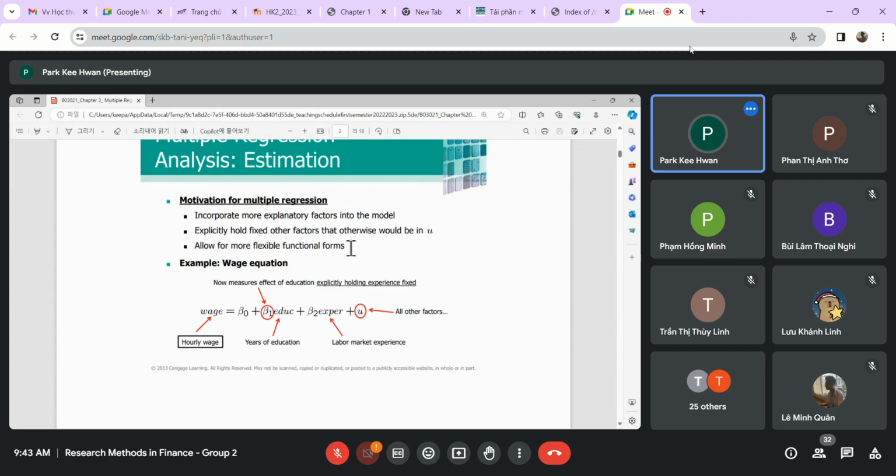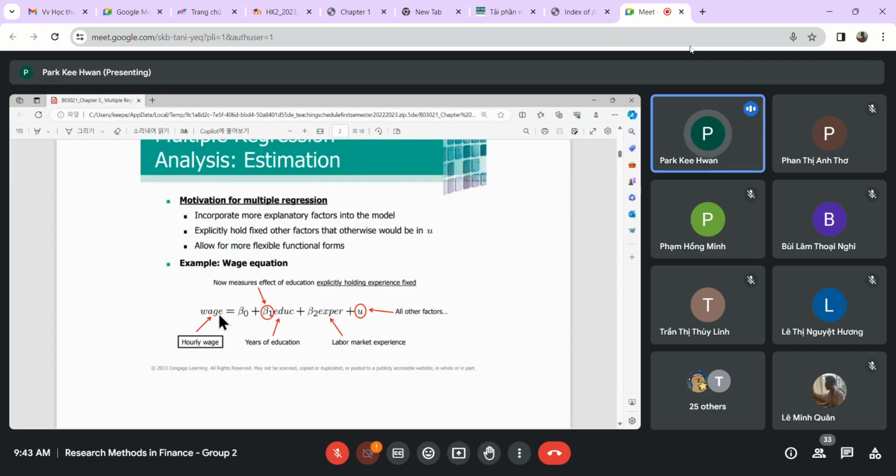So let's take an example of the wage equation where we have two explanatory variables. The first variable is the years of education. The second variable is the labor market experience. These two variables are supposed to explain the variation in the hourly wage rate of workers.